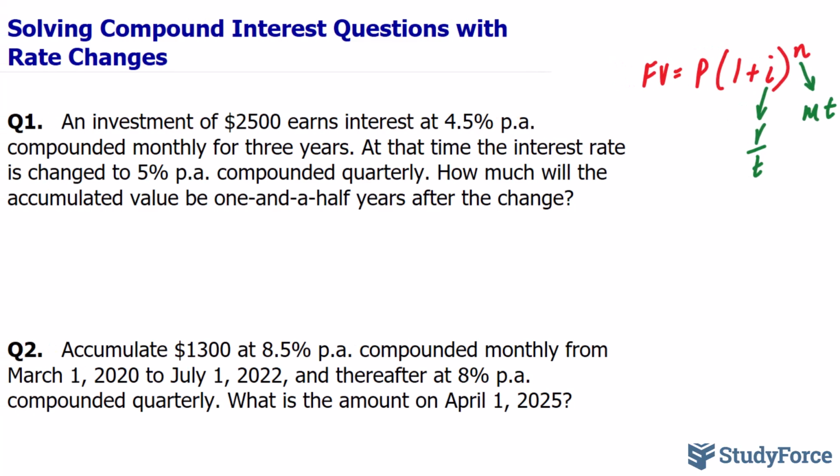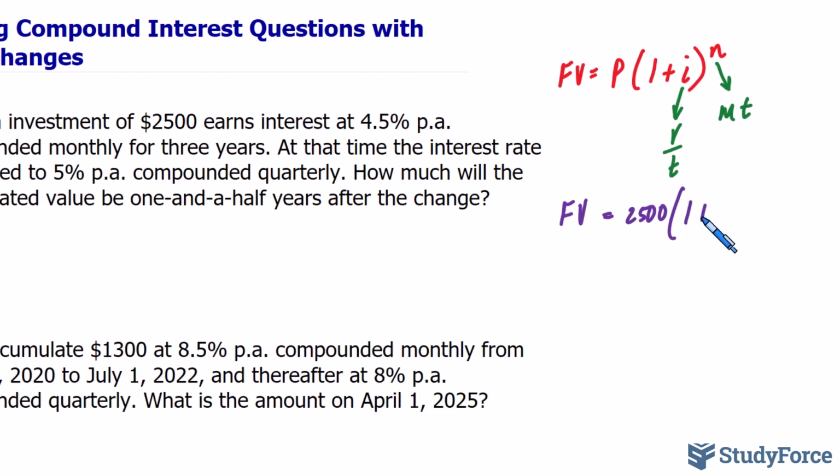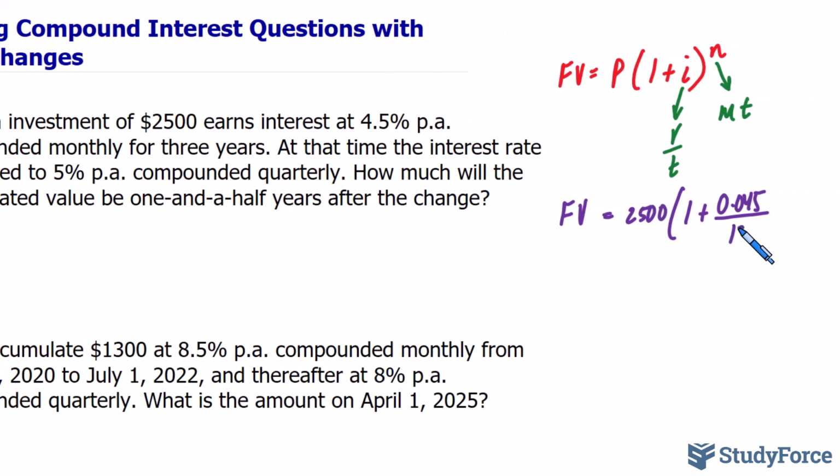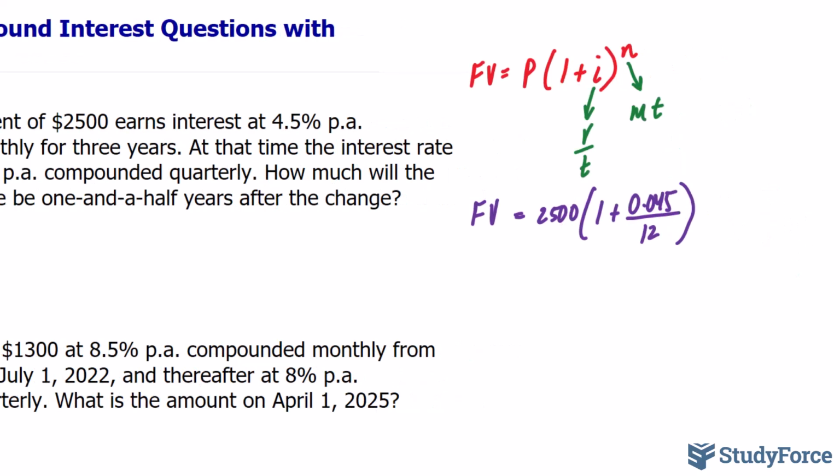So for the first 3 years, we have an interest rate locked at 4.5% compounded monthly. Let's go ahead and find out how much our investment matures to in the first 3 years. Then we can worry about the other rate. So our future value 3 years from now is $2,500 multiplied by 1 plus our interest rate of 4.5%, which is 0.045, divided by, since we're compounding monthly, t equal to 12. And we raise this to m, which is the duration, 3 years, multiplied by 12.